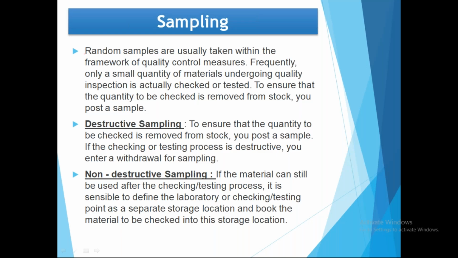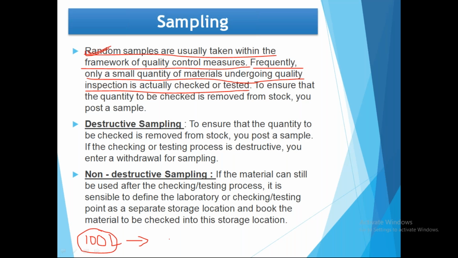Now the other one is sampling. We'll discuss sampling. Random samples are usually taken within the framework of quality control measures. In organizations there will be a quality control department. To do inspection of materials, they will take random samples. Frequently, only a small quantity of the material undergoing quality inspection is actually checked or tested. Suppose you have 100 liters of material. To do quality inspection, from this 100 liters they will take only 0.5 liter, and on this 0.5 liter they will do the quality inspection.